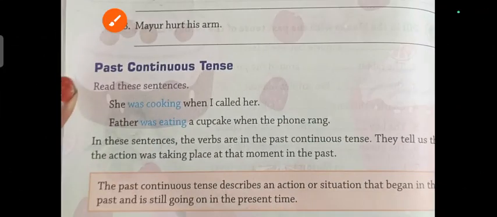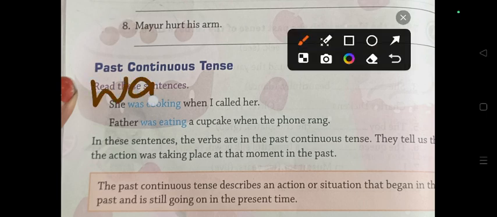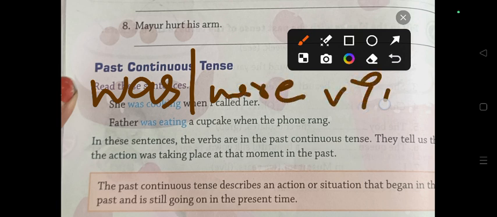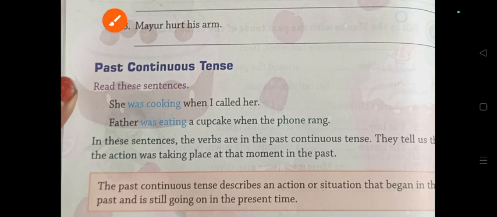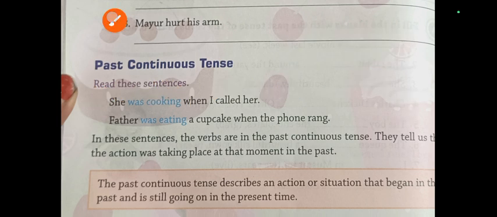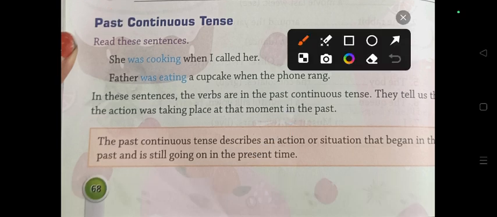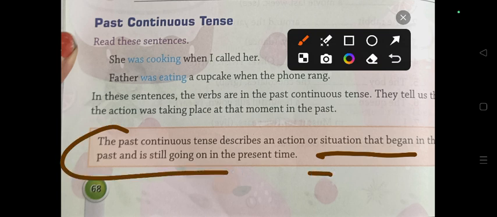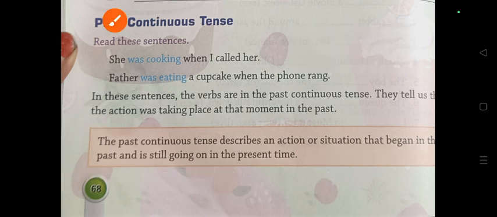So the helping verbs of past continuous are was and were, and we use the ing form of the verb, okay? Now you can see here was and then cook with ing added, was cooking. It means when we use past continuous tense, we describe an action and situation that began in the past but is still going on in the present time, right? So that's why we call it past continuous.